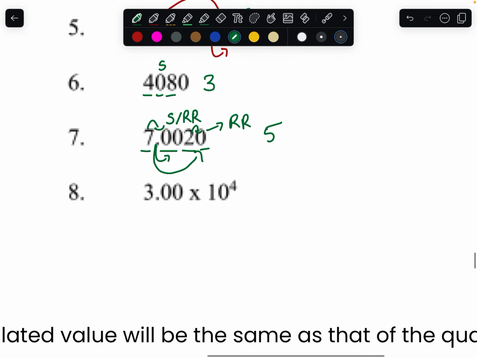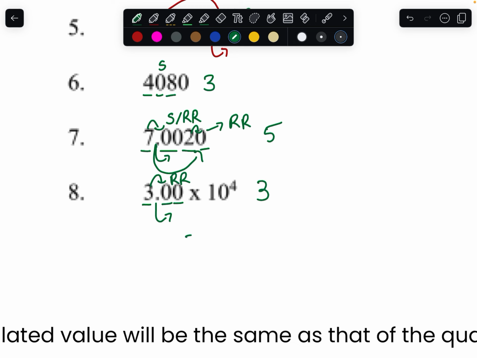Last but not least, when we have scientific notation, this might be a little tricky. We don't look at the times 10 to the part. All we do is we look to the part to the left. The part to the left is the first number in scientific notation. So if I look here, the 3 is significant. These 2 zeros are to the right of a decimal and to the right of the 3, making them right zeros. So that should give us a grand total of 3.